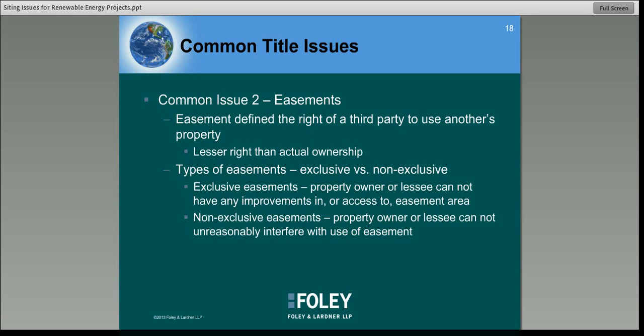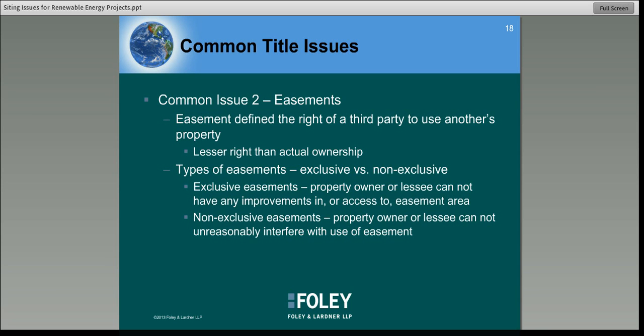Okay, so issue number two that we see pretty much on every site is the existence of third-party easements. So basically, what is an easement? An easement is the right of a third party to use another's property. It's basically a lesser right than actual ownership.